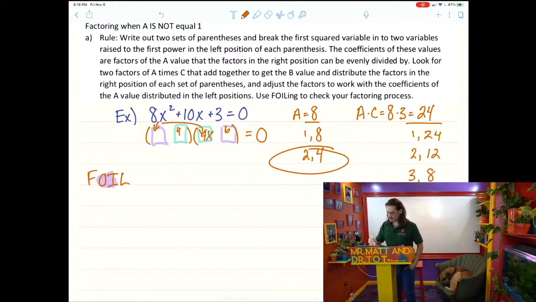Actually, let me do another color. I'm going to put 4x here, and I'm going to put 2x here, because 6 is divisible by 2, and 4 is divisible by 4. 4 would not go into 6 a whole amount of times, right? 6 divided by 4 is 1.5. So I want the result, the quotients, as much as possible to be whole values.